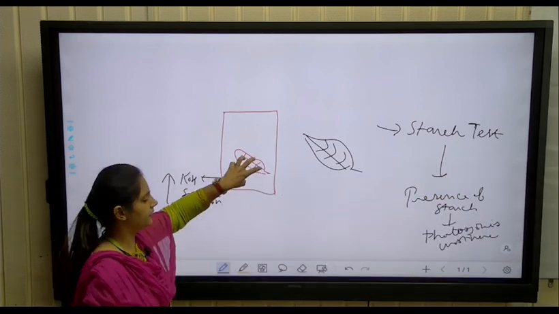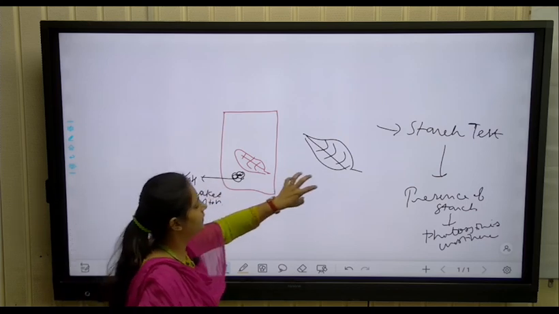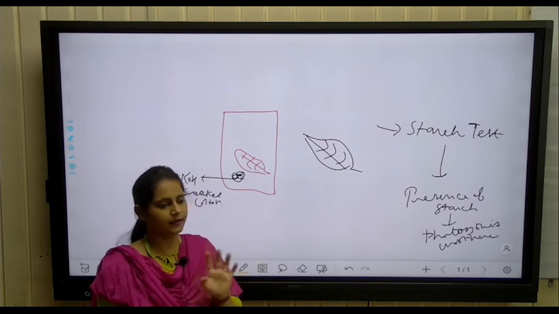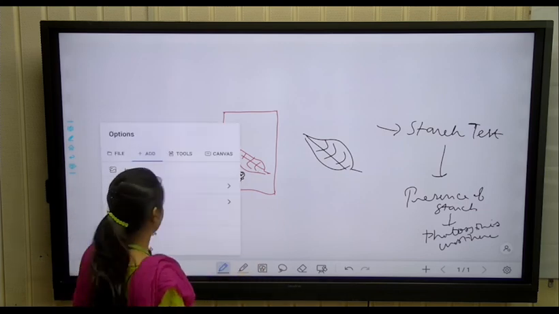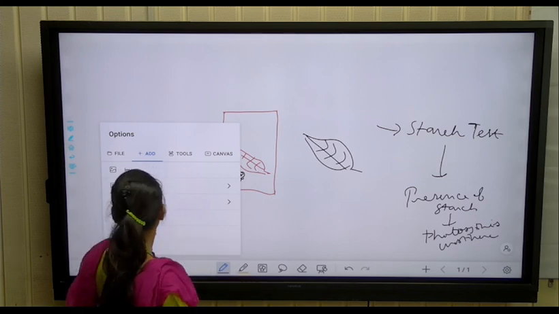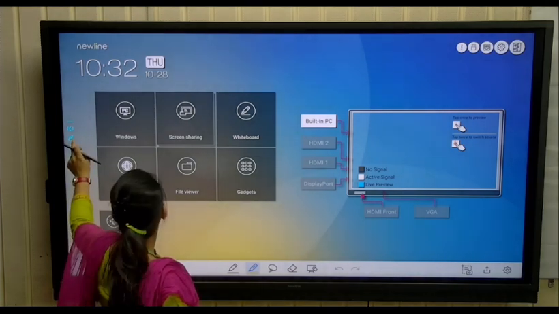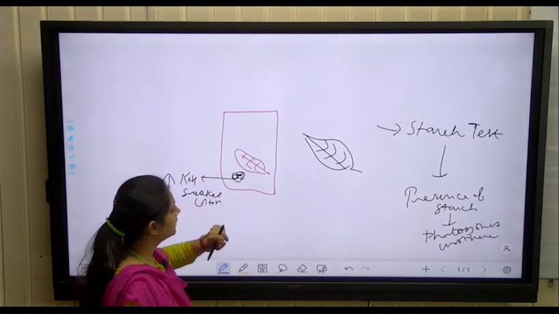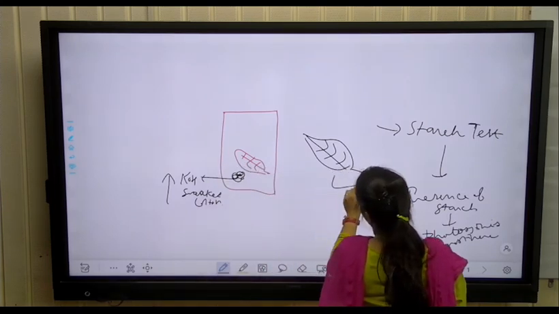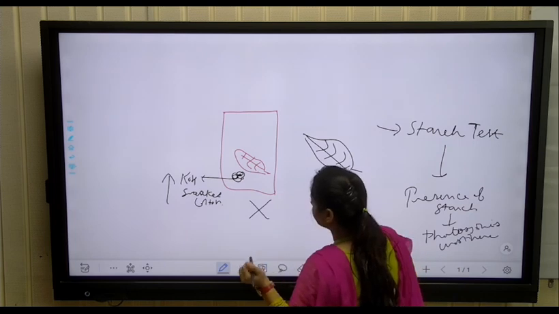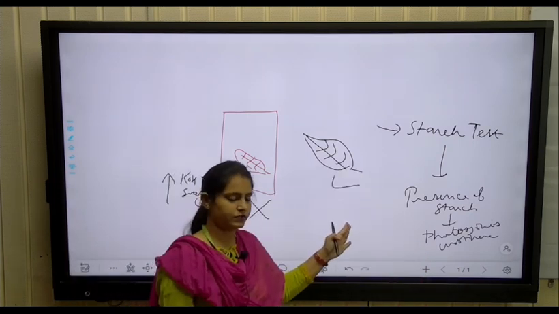So for this, at first we took two leaves. We put one leaf in a jar along with a cotton ball which was soaked in KOH, and the other leaf was directly put into the sunlight without doing anything. After the starch test in both the leaves, we found that there was starch present in this leaf and there was no starch in this leaf, which means there was no photosynthesis in this leaf and there was photosynthesis in this leaf.